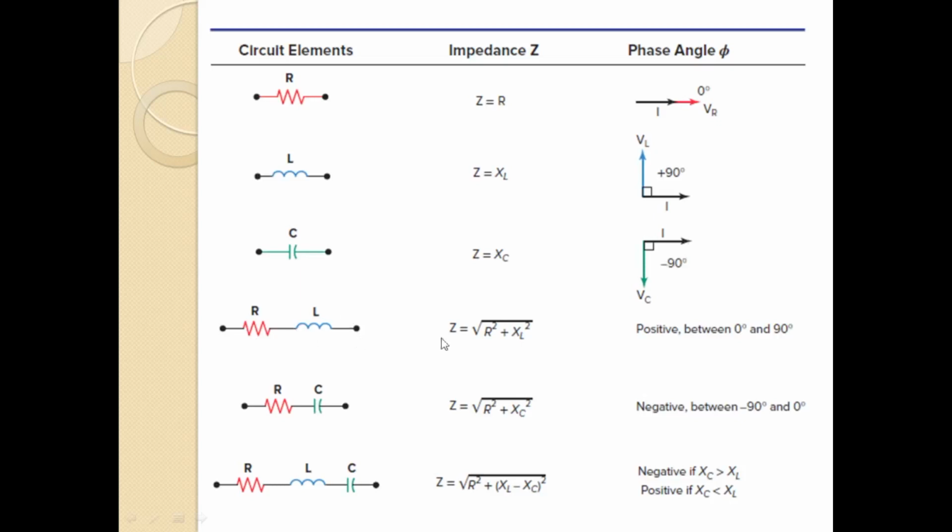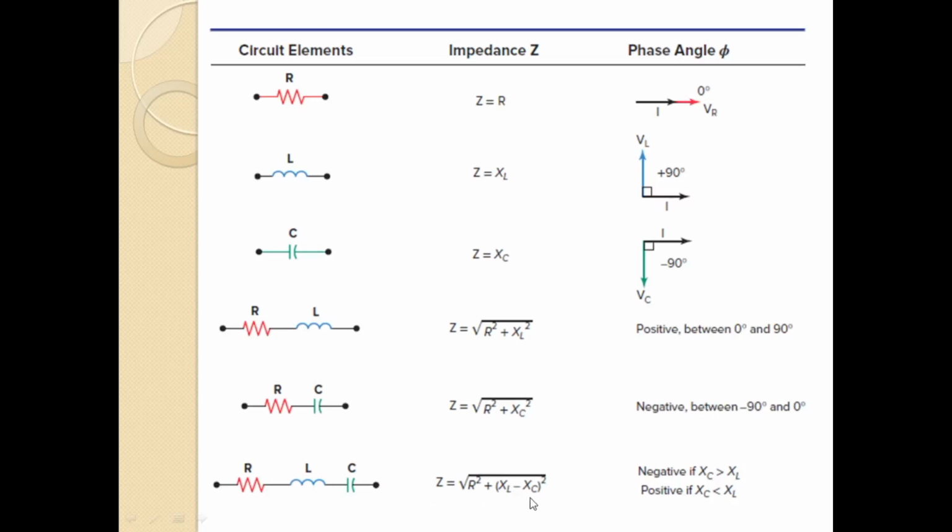In case of an RL circuit, impedance is given by root of R square plus XL square, and the total phase difference between the voltage and current will be between 0 and 90 degrees, and the current will be lagging with respect to the voltage phasor by an angle phi, which is less than 90 degrees. In case of an RC circuit, the impedance is given by root of R square plus XC square, and the magnitude of the phase difference will be between 0 and 90 degrees, and the current will be leading with respect to the voltage by this angle phi.